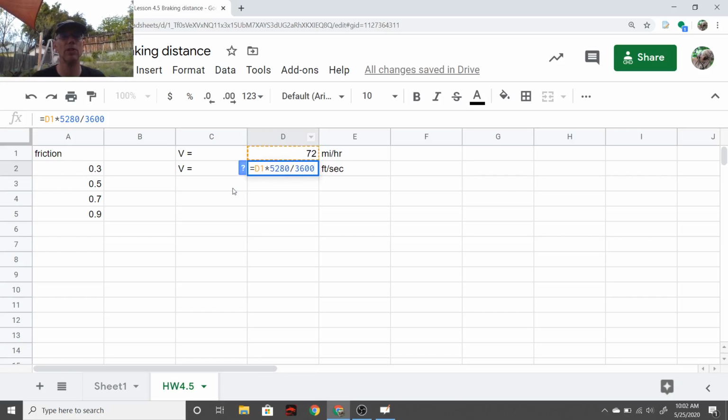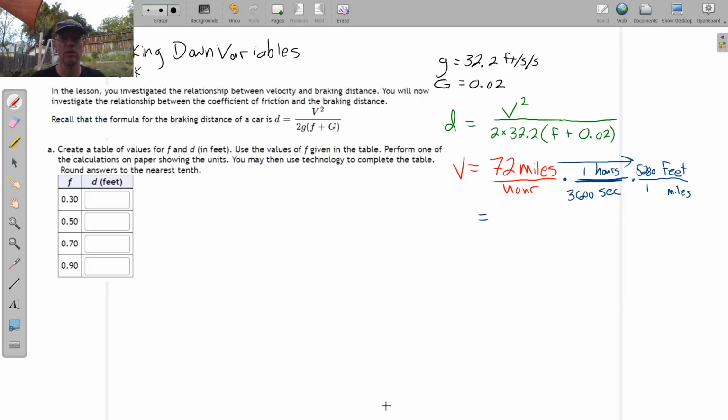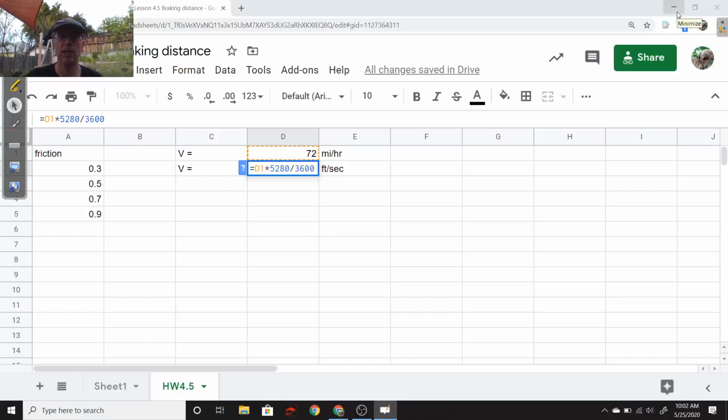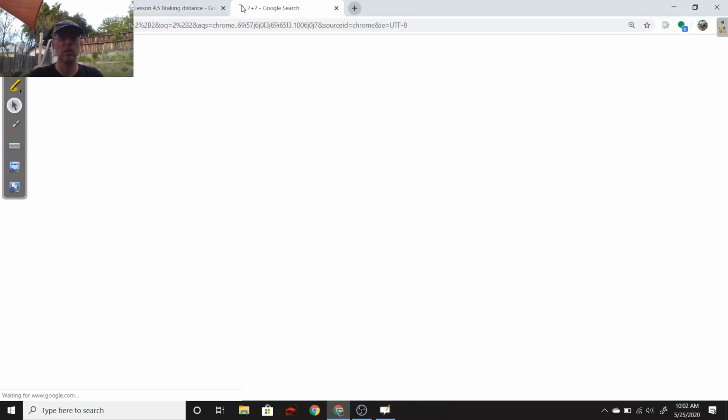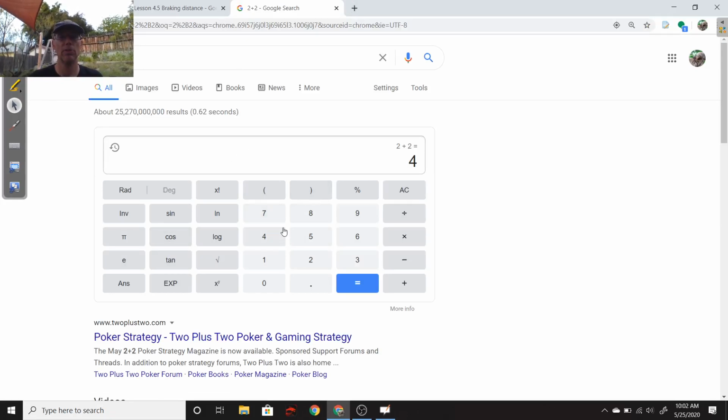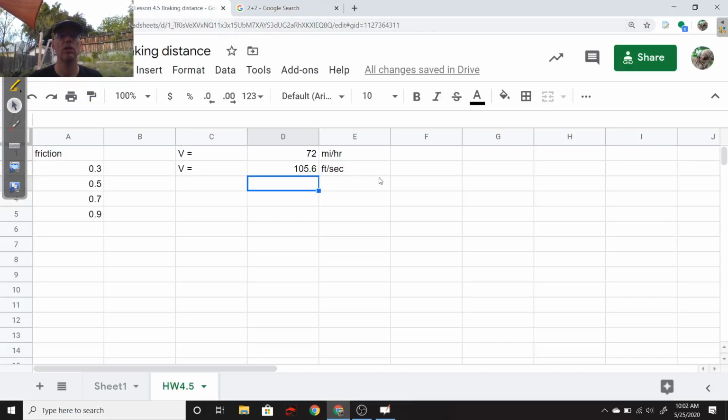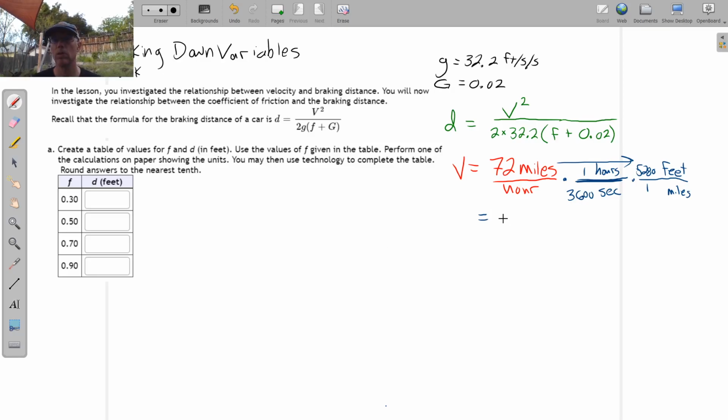5280 divided by 3600. Does that really match my notes? Yep. All right. So, show me the value. And if you don't like using a spreadsheet, you can always whip out a regular calculator by just typing your numbers in here. And that's fine too. So 105.6. And that is feet per second. And I need the feet per second to match the feet per second up there. Otherwise, there are all different kinds of units and everything goes wrong.